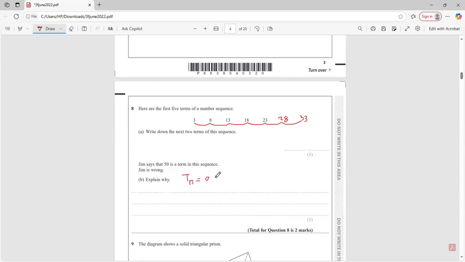The formula for arithmetic sequences. Since we've established that it's an arithmetic sequence, it's fair enough for us to use this to show that 50 can never be a term in this sequence.